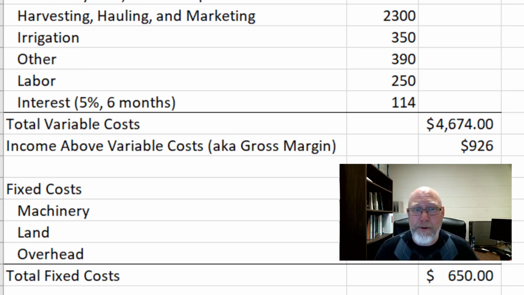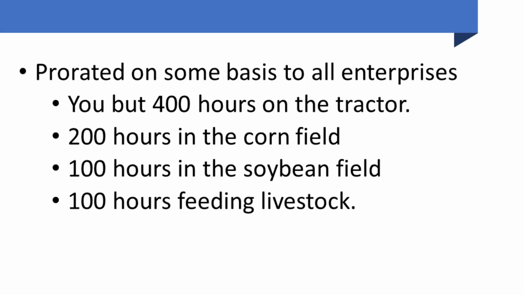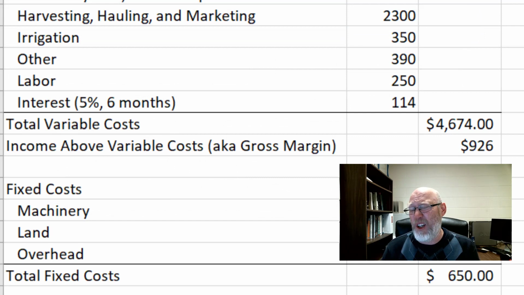And here's my example. Let's say you put 400 hours on your tractor and 200 of those hours were in the cornfield and 100 in the soybean field, and 100 were spent putting out hay for the livestock. Well, you could look at the number of hours the tractor was used in each enterprise and quickly say, well, half the depreciation needs to go to corn, and then 25% of the depreciation needs to go to soybeans, 25% to livestock. That will be prorating on some basis to all enterprises.